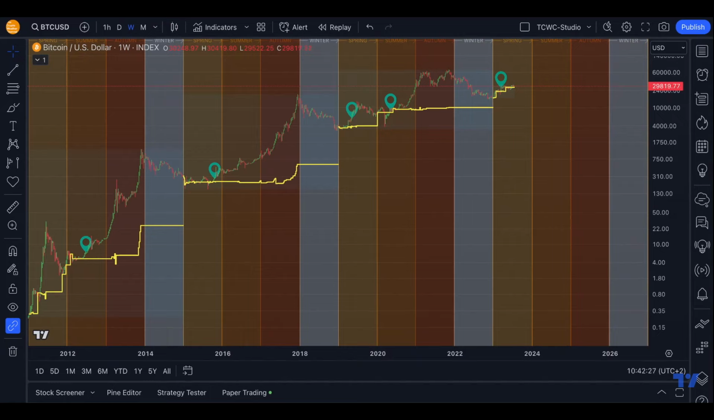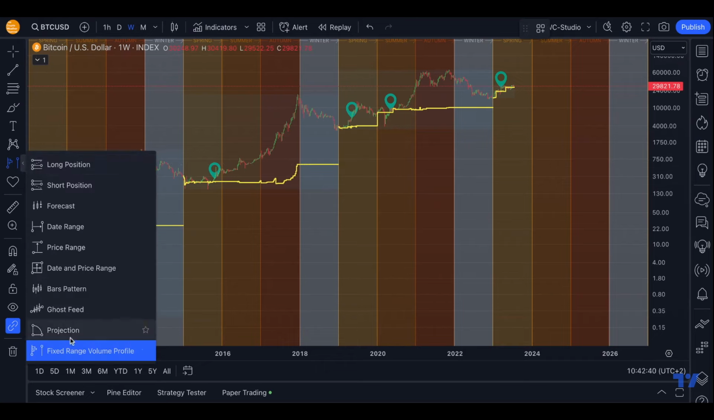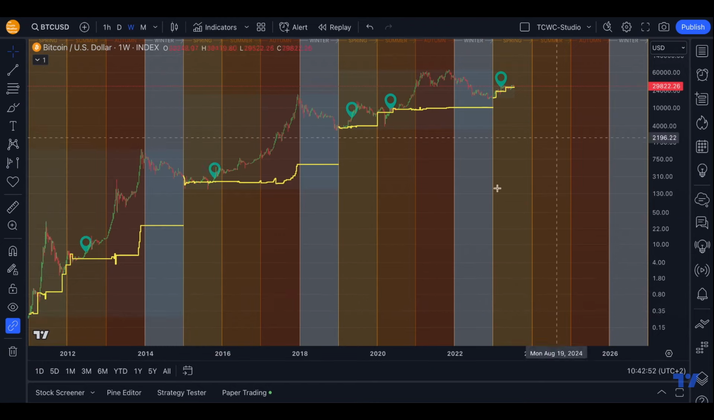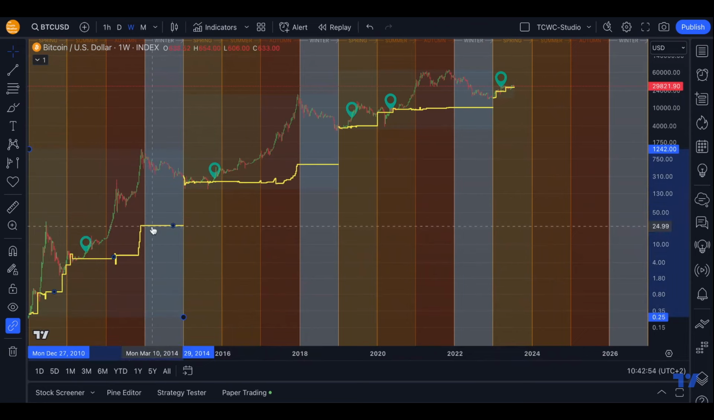Today, we want to take a look at another pattern that we saw here in the forecast model. It is concerning the fixed range volume profile. So, you draw the volume profile across a range of the entire market cycle, for each market cycle.